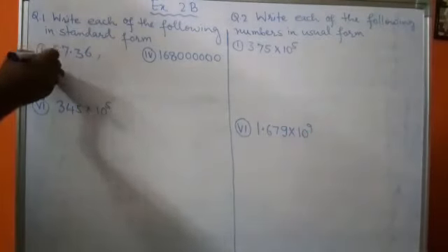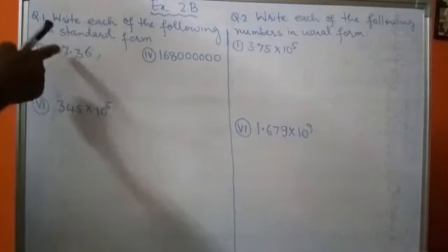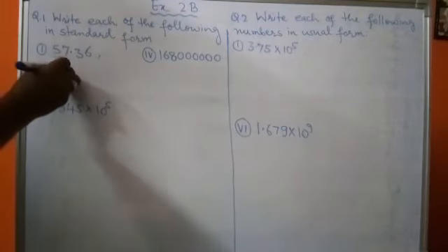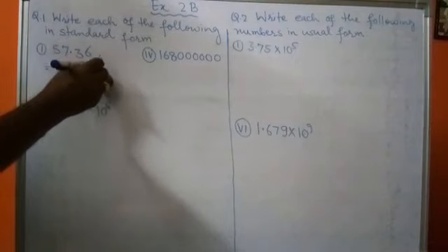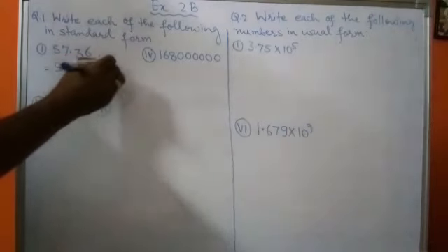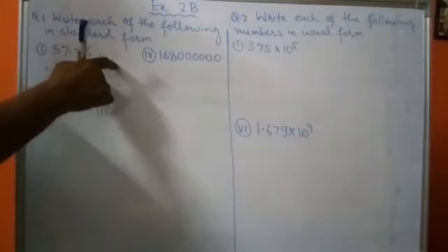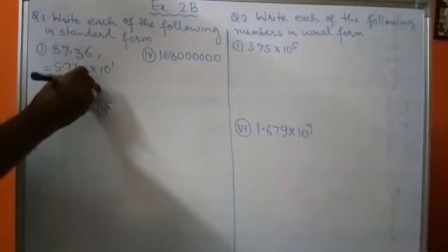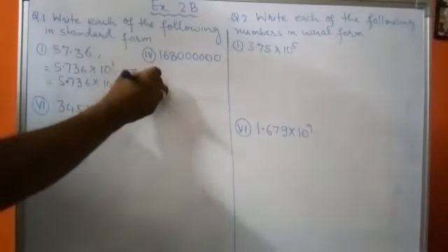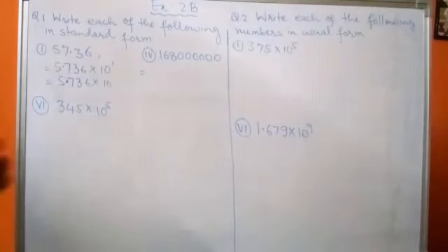Question one is given: 57.36, so this decimal has to be shifted to the left-hand side. That means it moves one place. The power of 10 becomes 1, though we don't need to write 1, so the answer becomes 5.736 into 10. Next question is 16 crores 80 lakhs to be expressed in standard form.